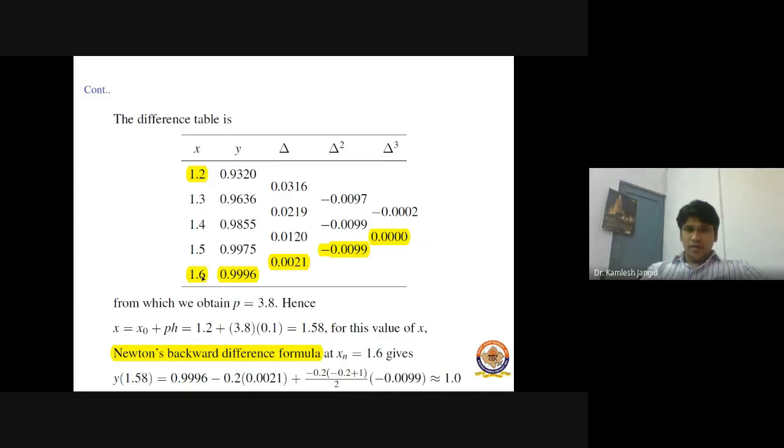So to find the value of the function at 1.58, we use Newton's backward formula, because 1.58 lies at the end of the tabulated values. So we use Newton's backward formula here, with xn equals 1.6. If you substitute the values of the differences in Newton's backward formula and simplify, then we get y at 1.58 equals 1.0, which is about the maximum value of the function at x equals 1.58.